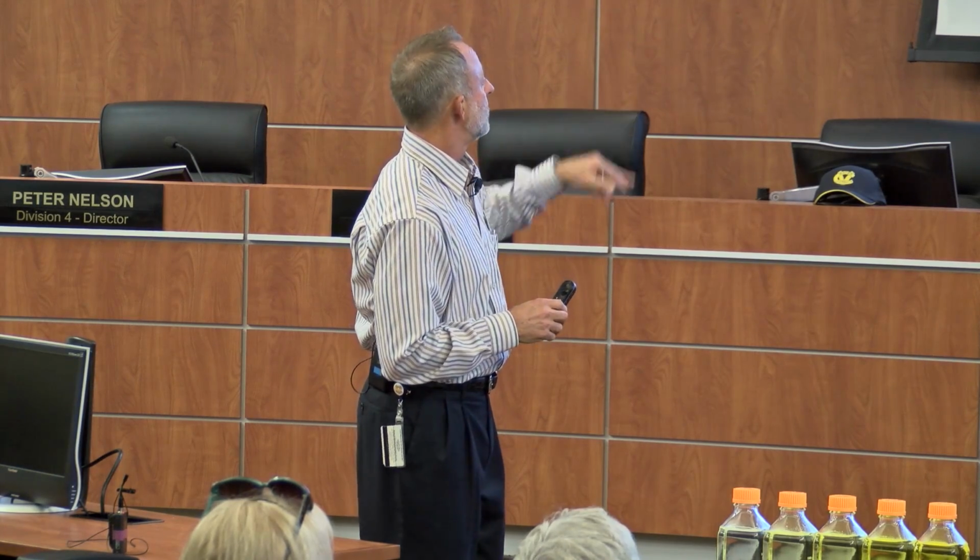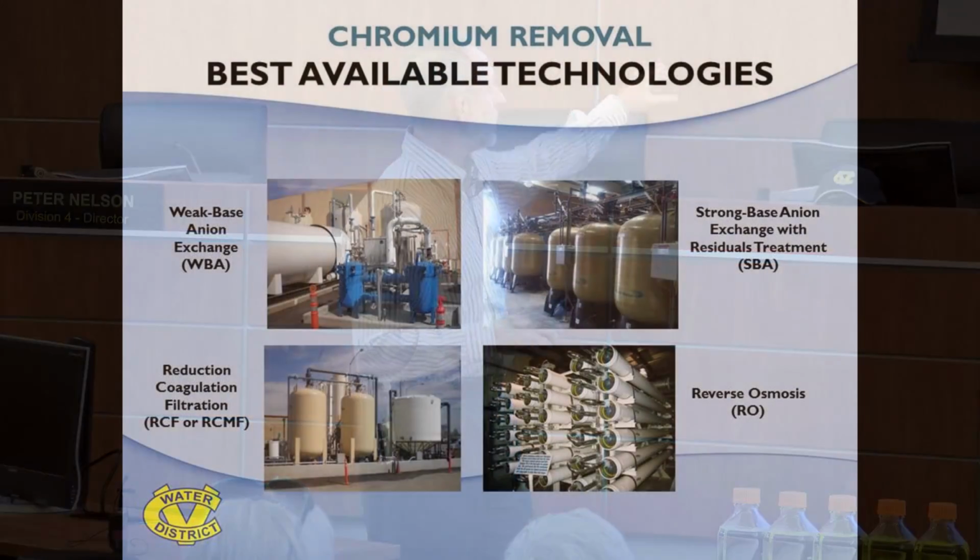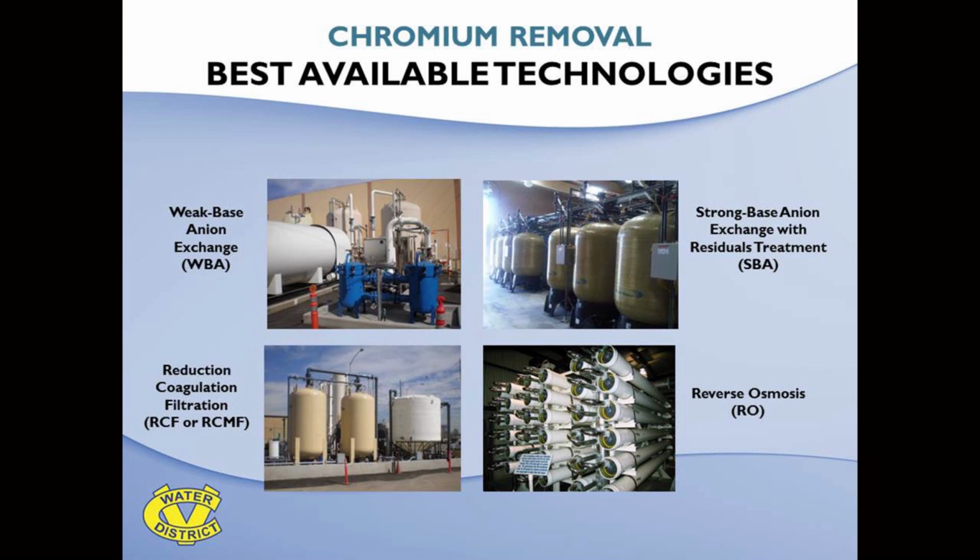Down in the bottom are coagulation filtration. That's one that you'll see often at surface water treatment because it uses iron to combine with the chromium and then you remove them both together. Result in a little more sludge, but it can be cost effective at some facilities.